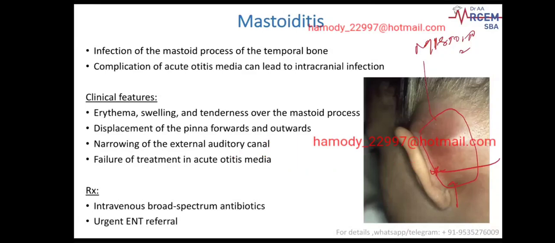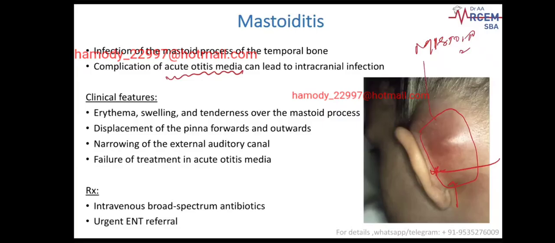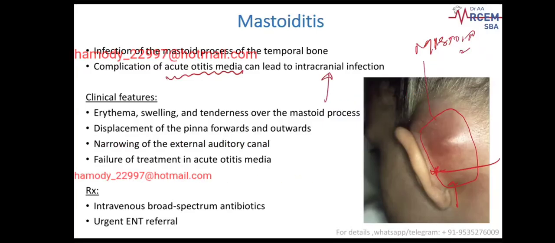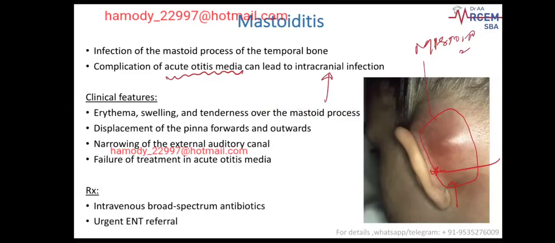Most of the time, it is secondary to acute otitis media, a complication of acute otitis media, and eventually can result in intracranial infection. So you need to take this seriously. How, on examination, what do you see? Exactly what you're seeing in the picture.